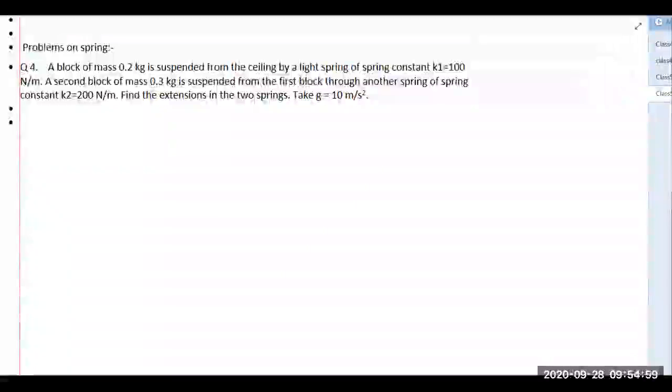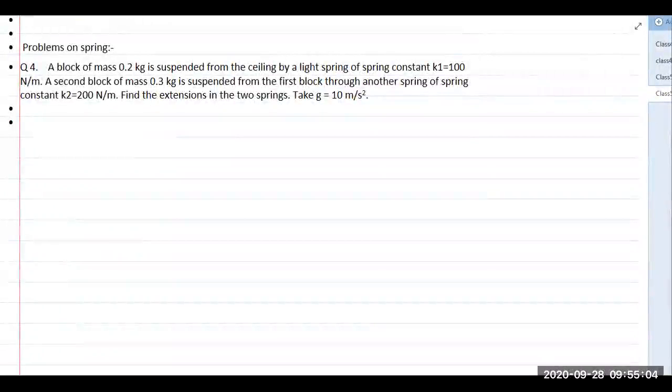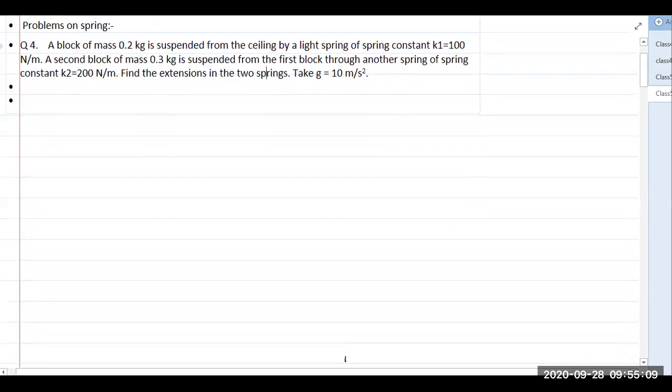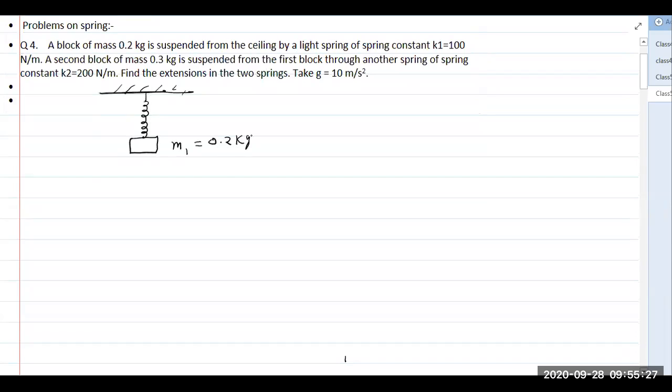A block of mass 0.2 kg is suspended from the ceiling by a light spring of spring constant K1 equal to 100 Newton per meter. So we will first make the diagram. It will look like this. This is a ceiling and we have a spring here, and an object is hanging from it, and the mass of the object is 0.2 kg. Suppose we write M1 equal to 0.2 kg.